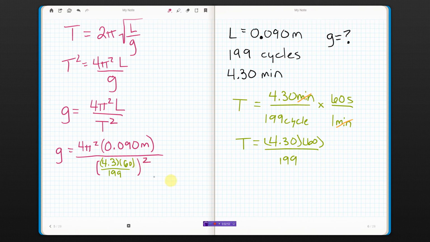So I'm going to put this whole thing in my calculator. I have to be really careful. It's going to put parentheses all over the place. And when I do that, I get 2.11 meters per second squared.